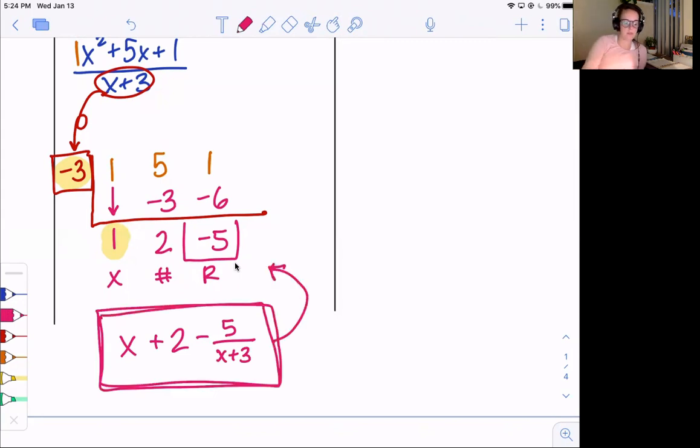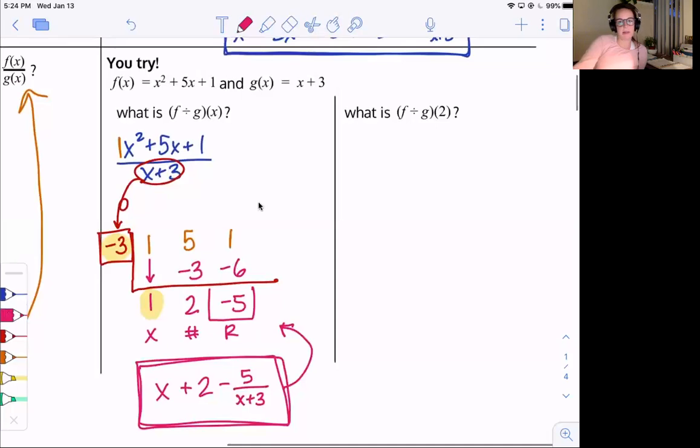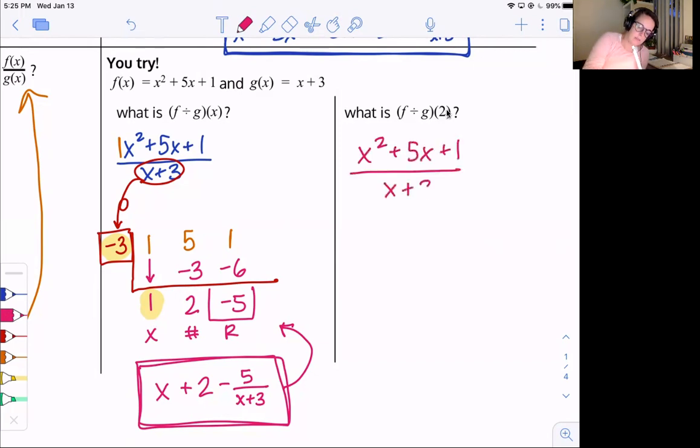All right. As you might remember from our last lesson, you can also plug in a number if they tell you to evaluate, like what is f divided by g of 2 rather than of x. If we have of x, we have to use synthetic division. If they tell us what number to plug in, then we can start by plugging in that number. So I have x squared plus 5x plus 1 over x plus 3. And remember that anytime I see x, I'm going to substitute and plug in that positive 2.